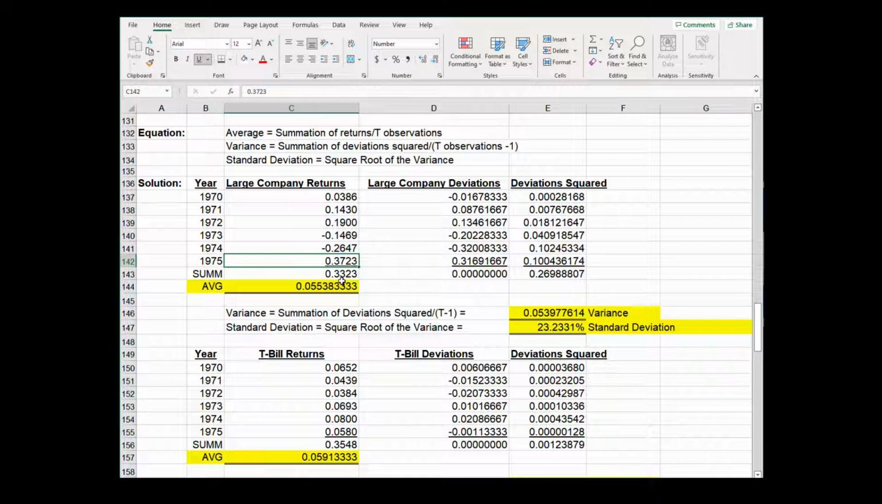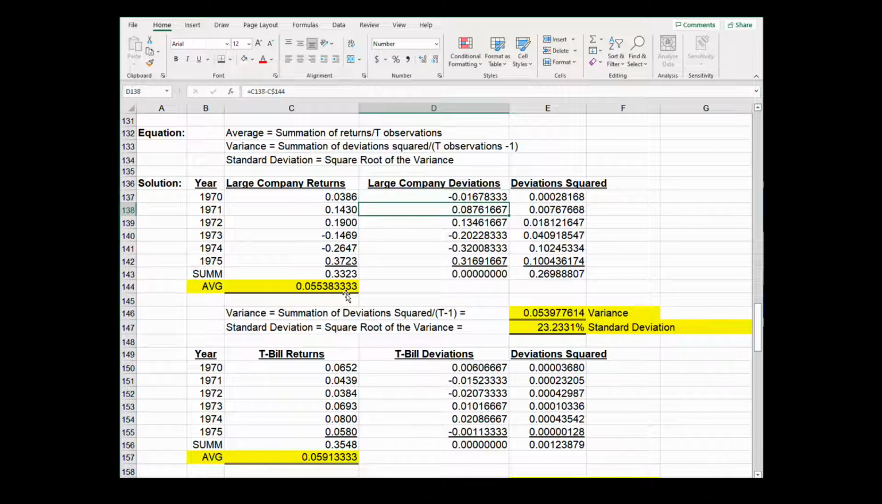So as we did in the last problems, we sum up the returns. We divide by 6 in this case because there are 6 years, and we get an average on large company stocks over that volatile period of 5.54%. We do the same process where we calculate the deviation from the mean. So we take the total return, 0.0386, minus 0.05538, and we get a deviation of minus 0.016.